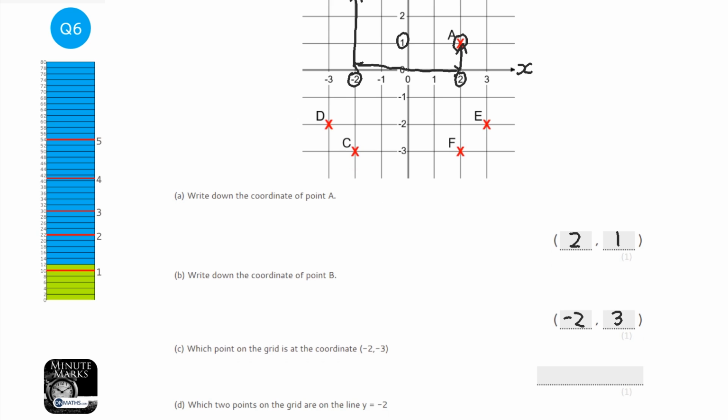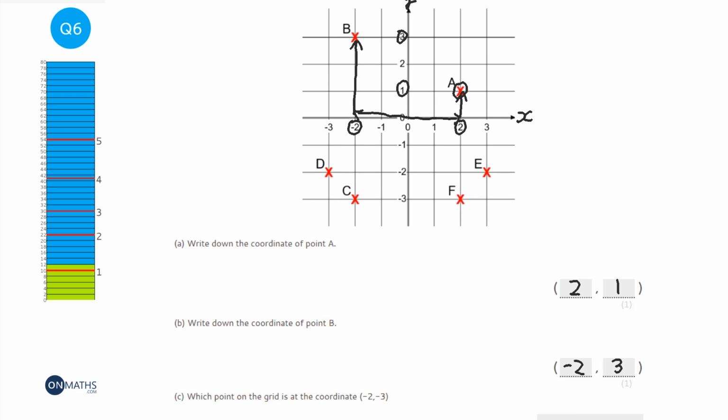Okay, it's asked us which coordinate is at the point -2, -3. So we're going across to -2 again, but this time we're going -3, which means down 3. So it's going to be coordinate C, because C is at -2, -3.